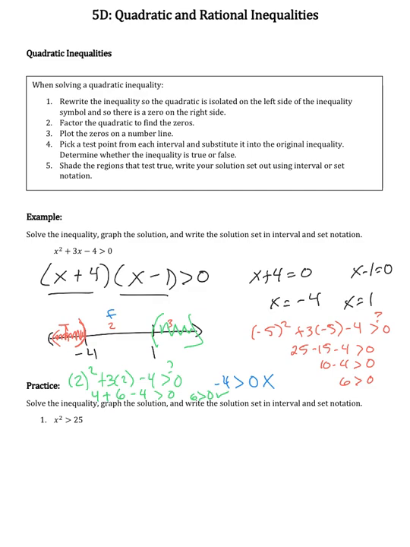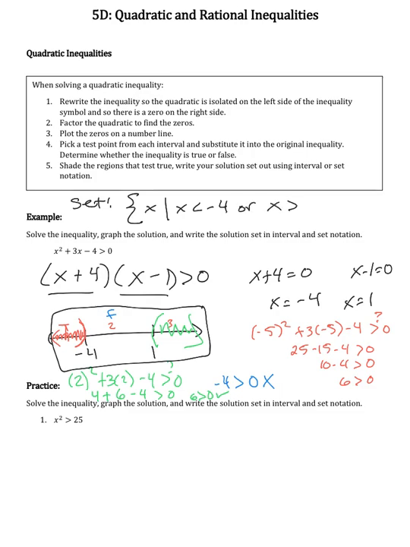So I can see already I've got my solution set right here, and now we want to interpret that in terms of interval or set notation. So set notation, I'm going to say is the values of x such that x is less than -4 or x is greater than 1. And then as interval notation, and I apologize, I'm running out of room here, it's going to be from -infinity to -4, and then we're going to union that with 1 up to +infinity.